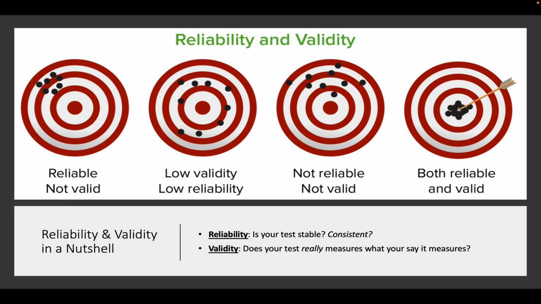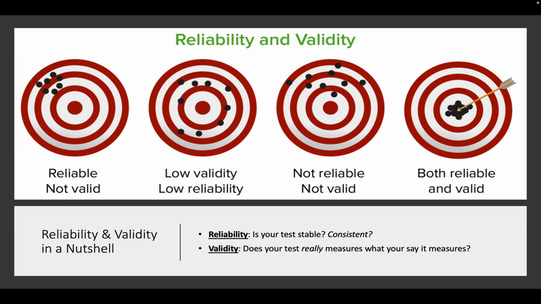So if we look at the first target area, all of the points are in one area, which tells us that it is consistent, it's reliable, but it's not hitting the center, which is where we want it to hit, so it's not actually valid, it's not measuring what we want it to. Then if we look at the second bullseye, we show that this is low validity and low reliability. So it's not really hitting our target, so it's not measuring what we want it to measure, but it's also kind of all over the place, so it's not really consistent.